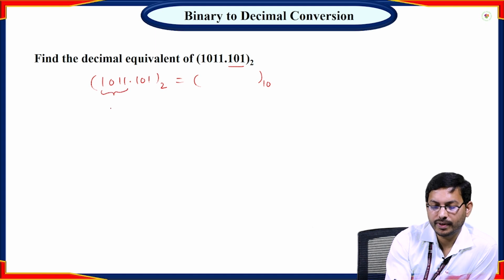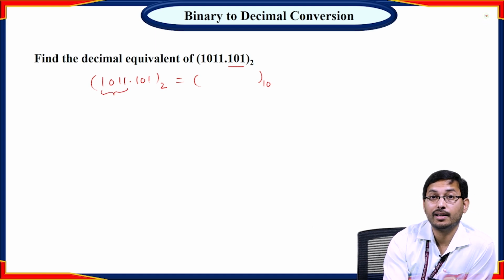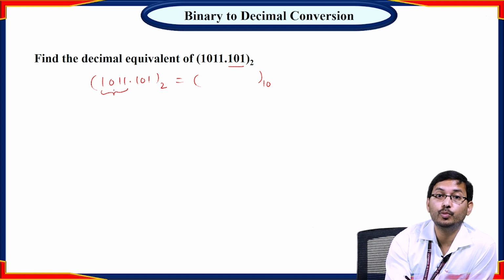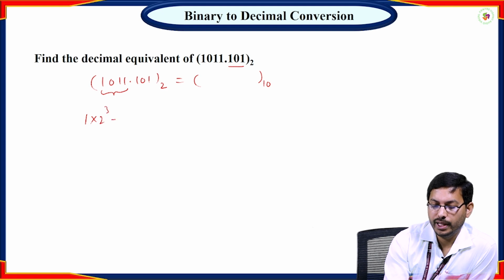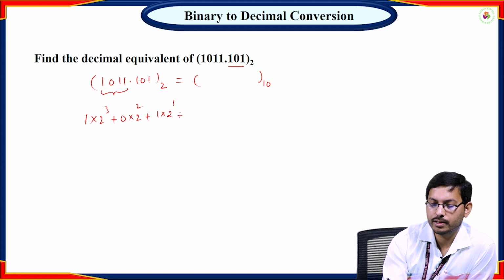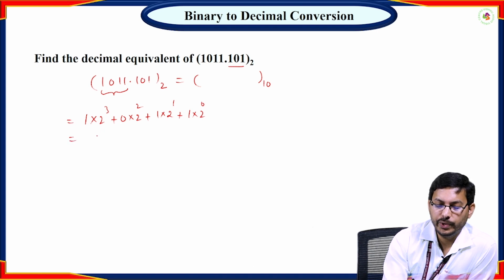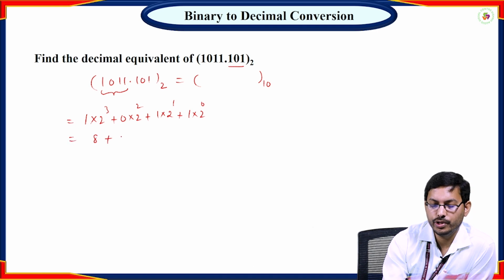So how to perform it means whatever I have explained in the previous example: multiply each and every bit with 2 power 0, 2 power 1, 2 power 2, like that. If you take 1011, simply 1 into 2 cube plus 0 into 2 square plus 1 into 2 power 1 plus 1 into 2 power 0. So 1 into 2 cube means 8. 2 square, that is 4, into 0 is 0, and 2 power 1 into 1 is 2. 2 power 0 means 1, 1 into 1 is 1. So finally what is the value? Here 11 is the value.